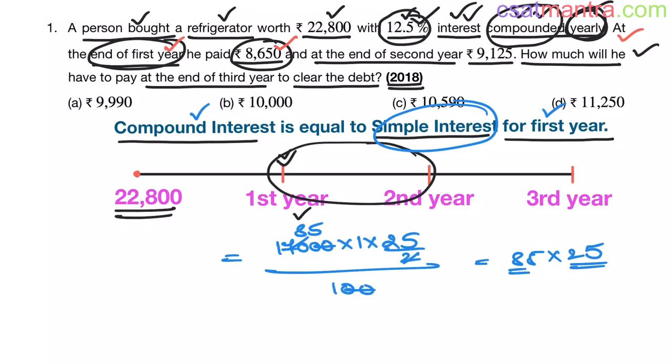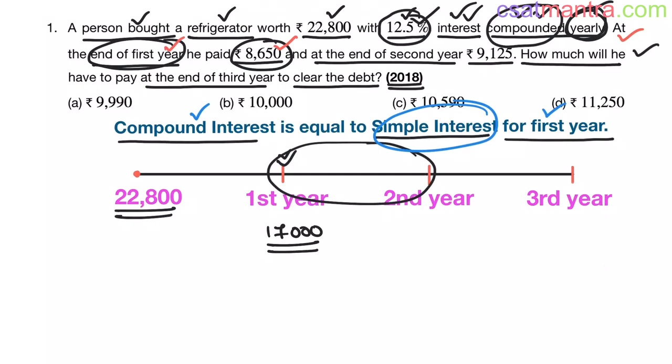25 8s are 200. Okay, 25 80s are 2000. Okay, 2000 plus 25 5s are how much? 125. This is 2,125. So this 17,000 here became 17,000 plus 2,125. This is the principal amount, this is the interest. Okay, it became 19,125 at the end of second year my friends.